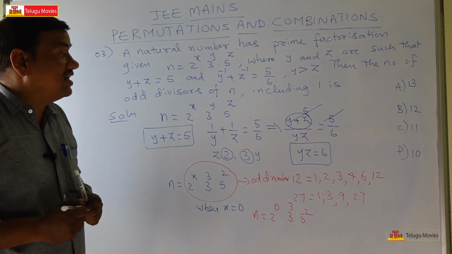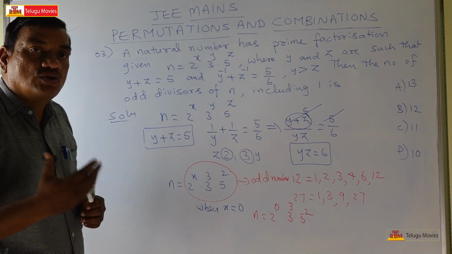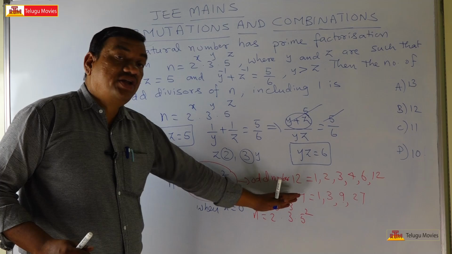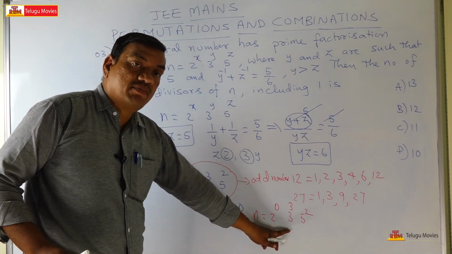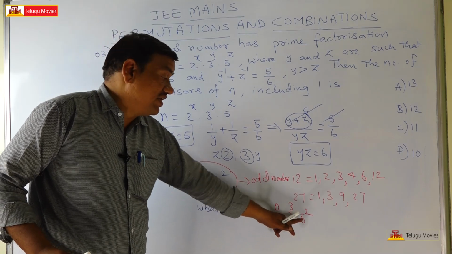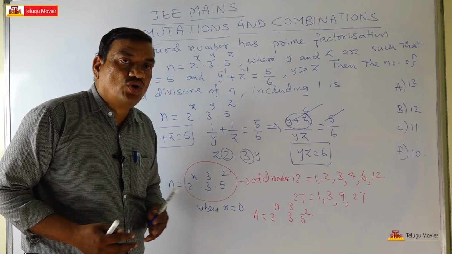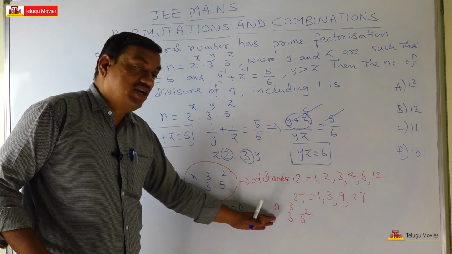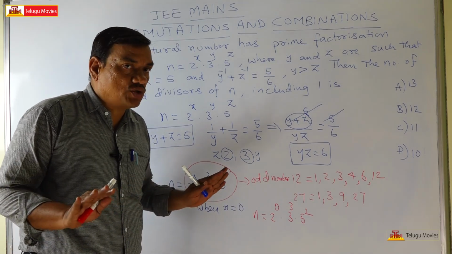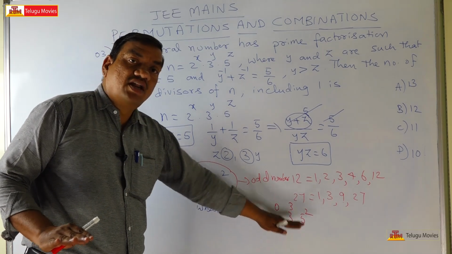Previously I explained one concept, that is, what are the number of divisors of n. So this is an odd number. Clearly it is an odd number. 2 power 0 is 1, 3 cube is 27, 5 square is 25. 27 into 25 if you multiply, surely you will get an odd number. So definitely n will have odd divisors only, since this number is an odd number.